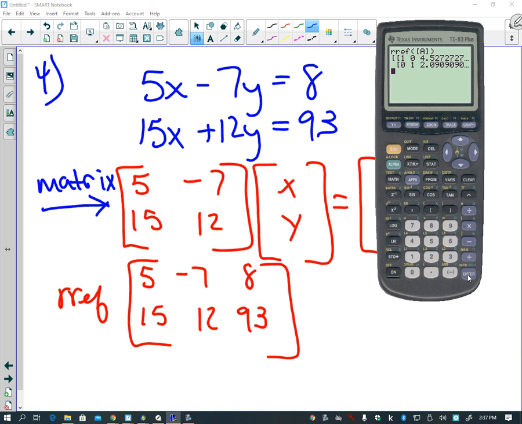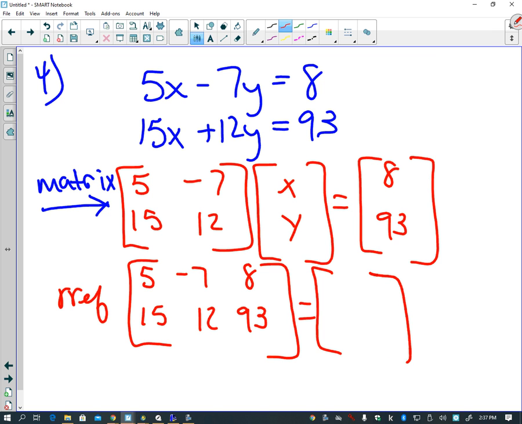So in my answer, this would equal over here. This is the work I'm showing, whatever this is, effectively my X and Y solutions. That's what I'm recording. Okay. So do we know how to find our answer? Do we know how to show our work?